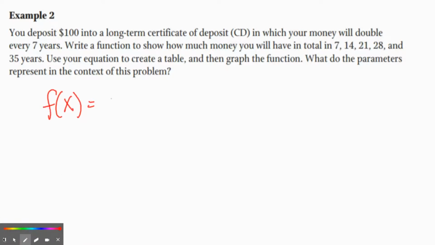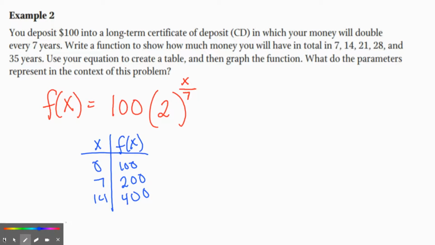So let's write the function first. $100 is what we're starting with, times. And this $100 is going to double every 7 years. So we can't just write x, that would be every year. Let's write it as x over 7. So that's going to be every 7 years.